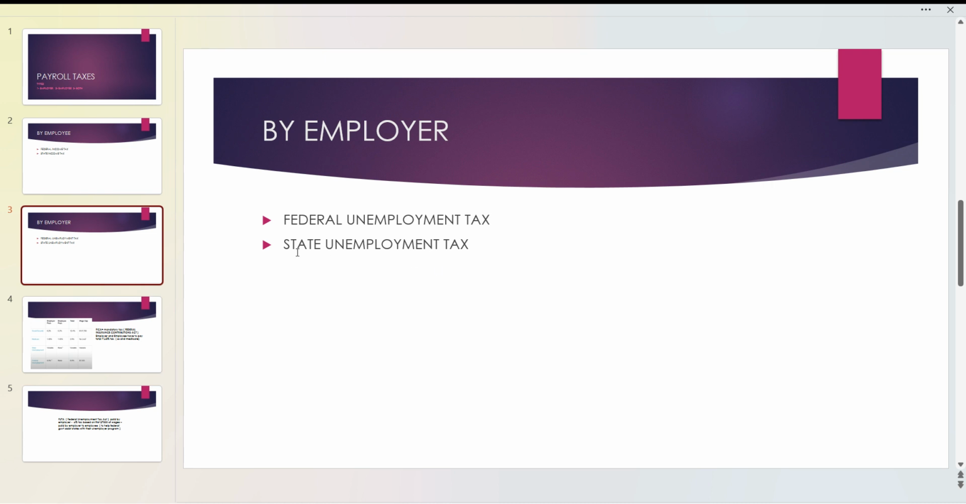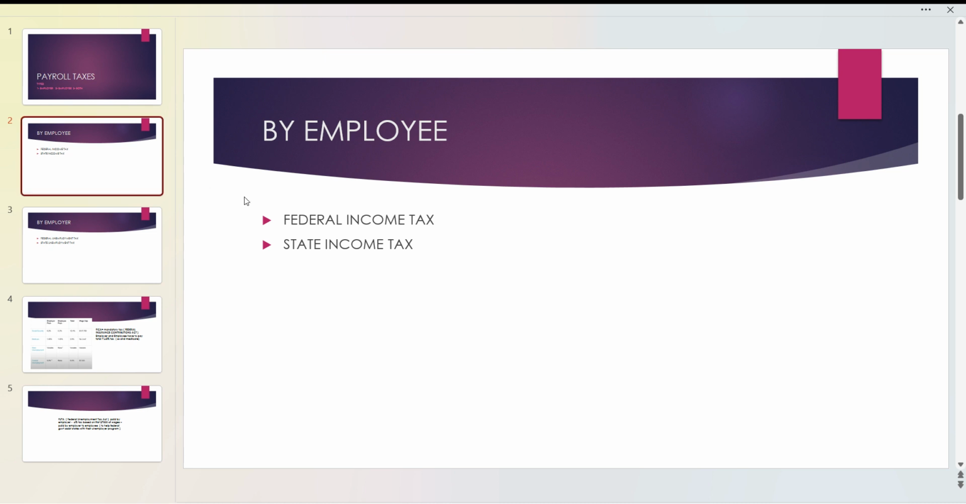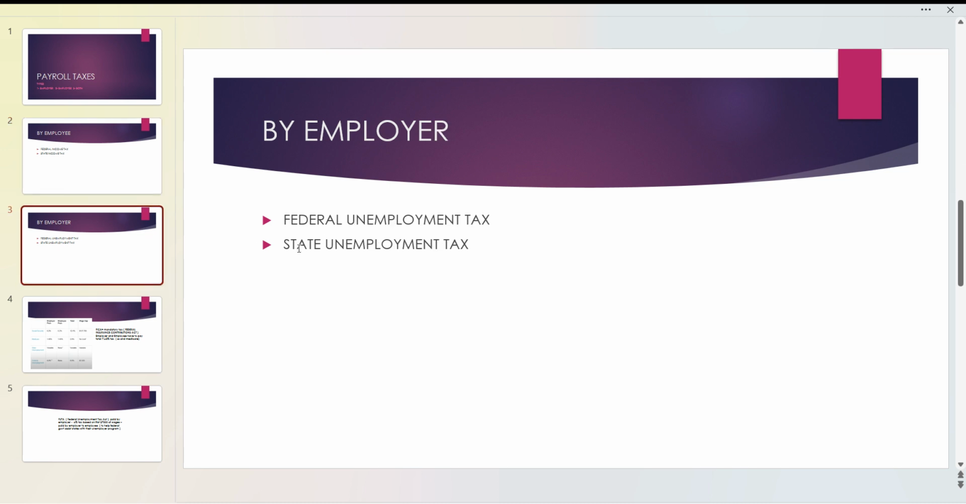So in short, we can say that the tax by employee consists of federal income tax and state income tax. That means the employee pays tax towards federal and state level, but the employer pays unemployment tax at the federal and the state level. This is the basic difference between both of them.